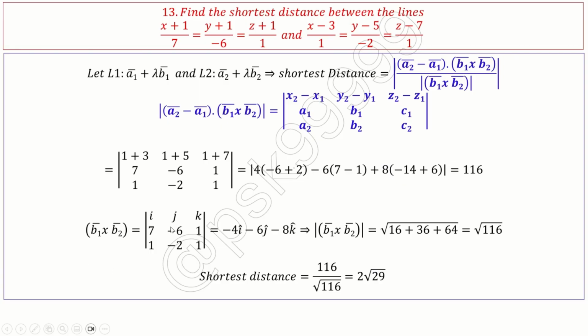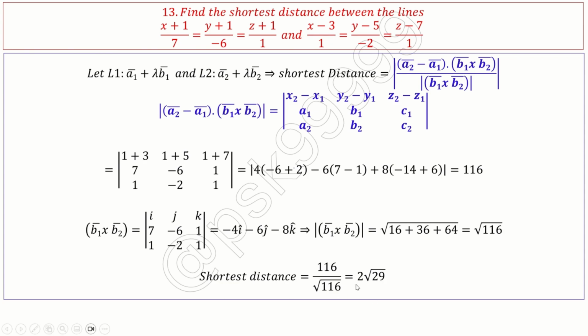Then b1 cross b2 is nothing but minus 4i minus 6j minus 8k. Okay, how did you get this? ijk in the first row, and 7 minus 6 1 in the second row, 1 minus 2 1 in the third row. That's it. Okay, so the modulus of b1 cross b2 is 116. So the shortest distance is square root of 116.